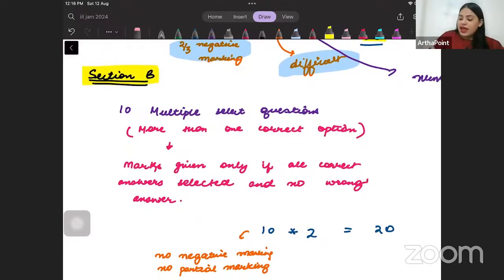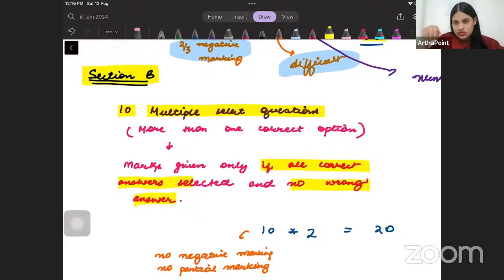Section B will have 10 multiple select questions. So when I say multiple select questions, मतलब एक option से ज़्यादा option correct होगा. There will be more than one option which will be correct, right? So in multiple select, you will get marks only if you select all correct answers and no wrong answer. तो अगर 4 options दिए हैं और उसमें से 2 करेक्ट हैं, तो वो ही 2 आपको क्लिक करने हैं और बाकी 2 क्लिक नहीं होने चाहिए.